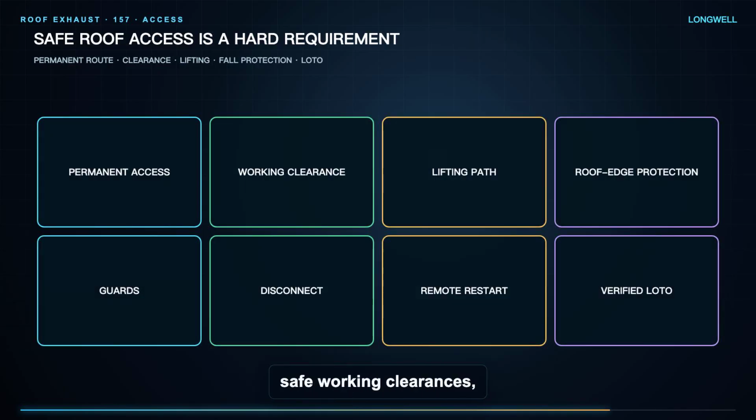Permanent roof access, safe working clearances, lifting paths, roof edge fall protection, guards, disconnect, and hazardous energy controls determine whether the fan can be maintained. A switch-off command is not isolation, and remote or interlocked restart remains possible.